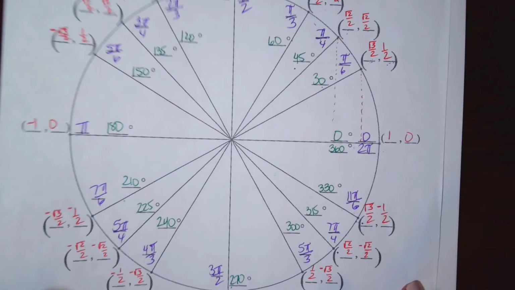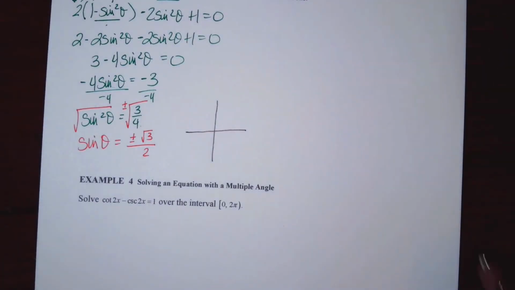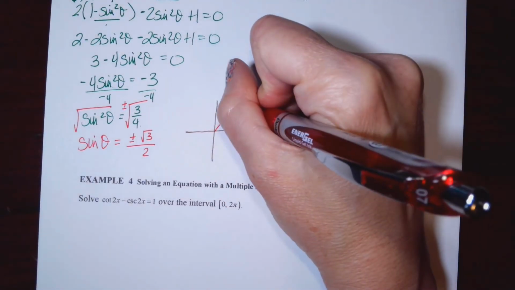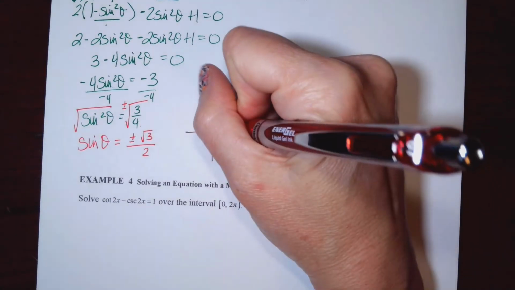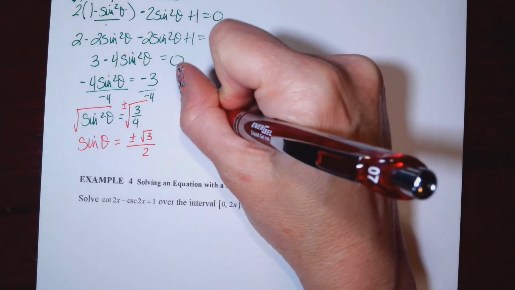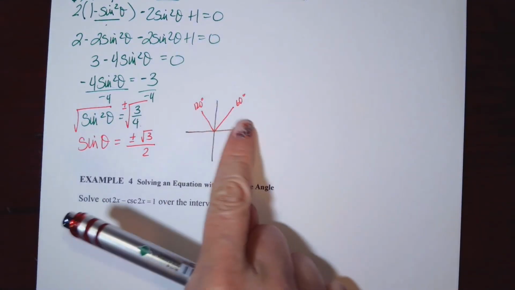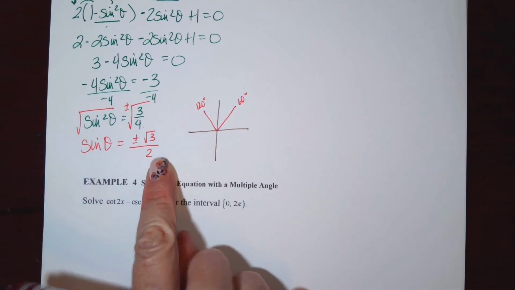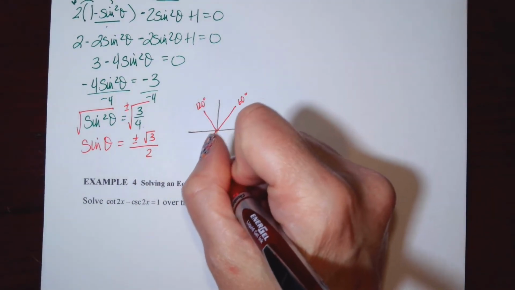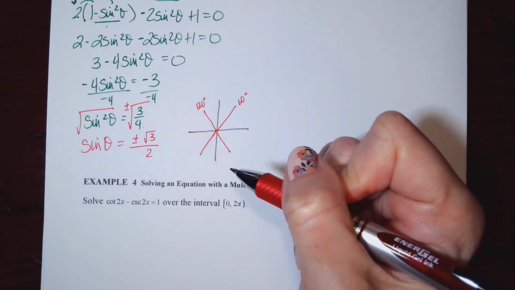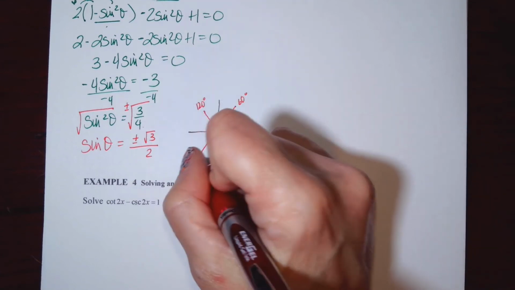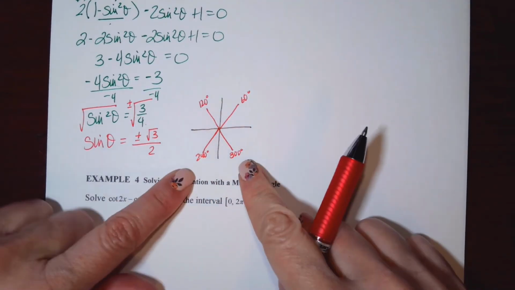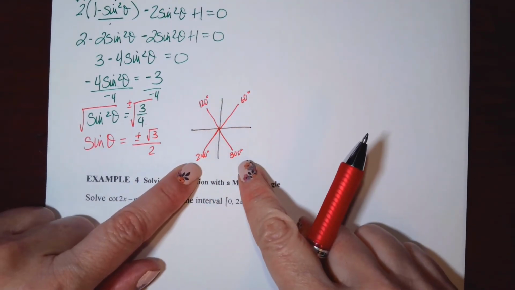So I have 4 termination points on my circle that I'm looking at. I've got that one, 60 degrees. I've got this one, 120 degrees. Both of these angles have positive sine function values of square root 3 over 2. And then I've also got 240 and 300 degrees. These angles have negative sine function values of square root 3 over 2.